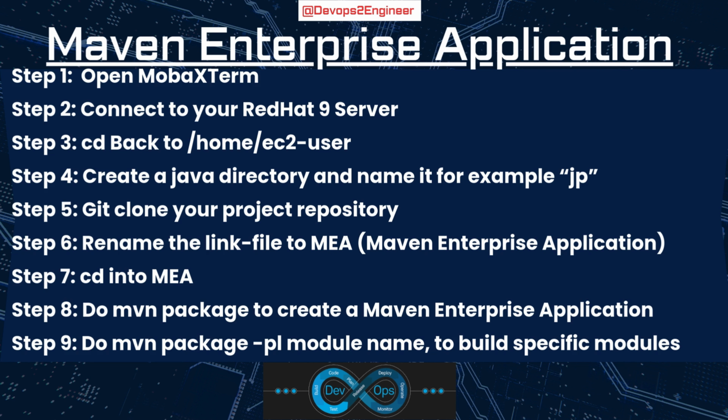Step 6. Rename the link file to MEA, Maven Enterprise Application. Step 7. CD into MEA. Step 8. Do mvn package to create a Maven Enterprise application. Step 9. Do mvn package -pl module name to build specific modules. This is optional. So let's go ahead and practice this in MobaXTerm.